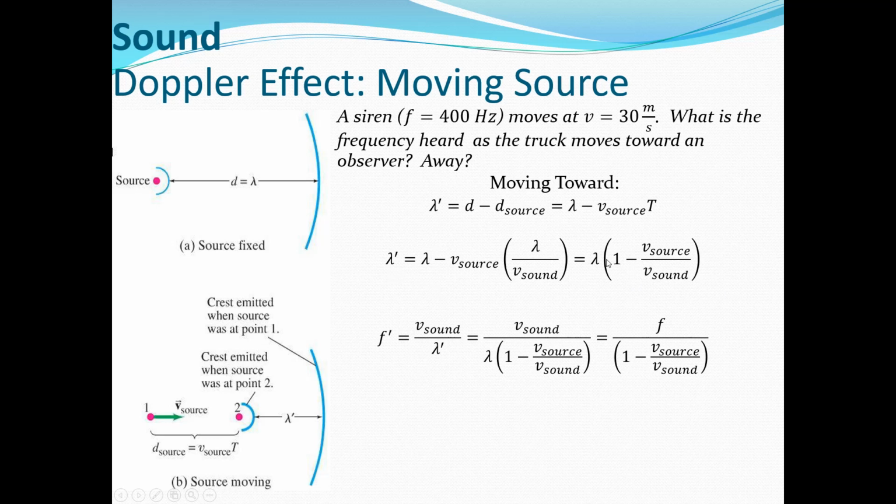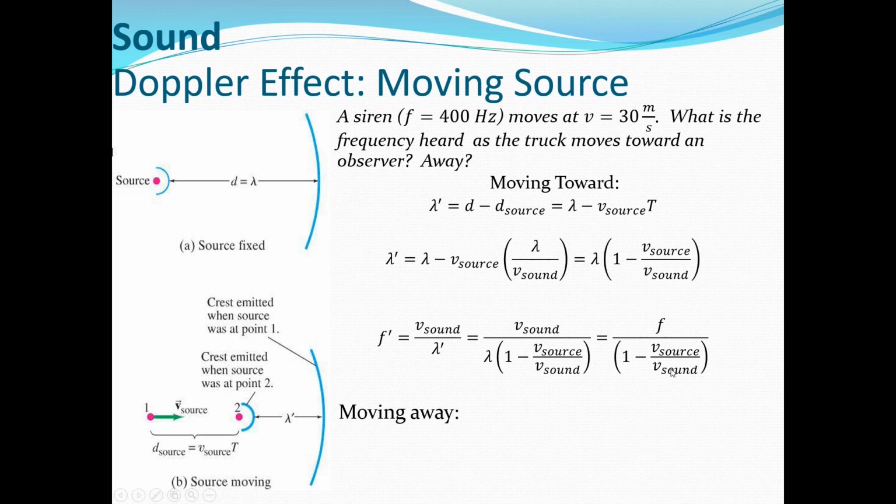But we don't really care about the wavelength. What we care about is the frequency. So we go back to the equation for frequency being equal to speed over wavelength, substitute in the equation we have for the wavelength, and clean this up. We can replace the speed of sound divided by the original wavelength with just the original frequency, and we get this. So this is our new observed frequency, and this is the actual frequency of the source.